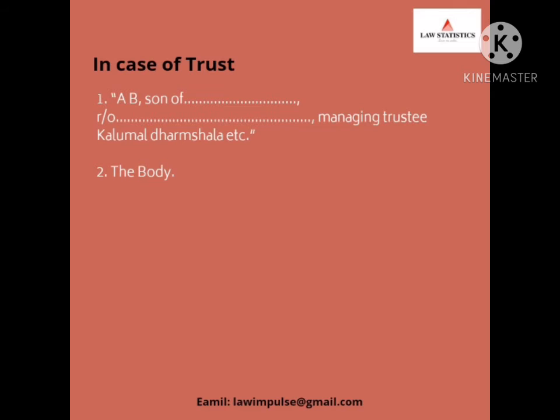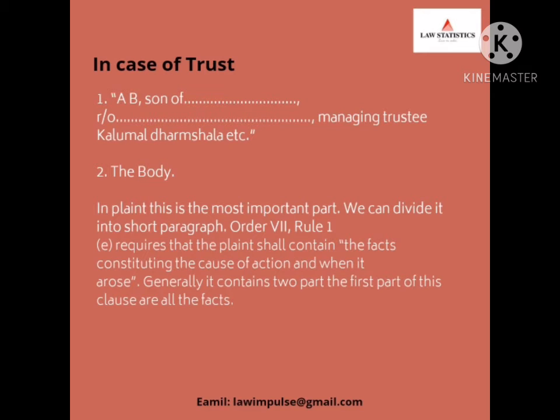And second is the body. Now comes the second part, that is, we have to write the name of the managing trustee in the case of a trust, and the body includes the following parts. In the plaint, this is the most important part, and we can divide it into short paragraphs. Order 7, Rule 1 requires that the plaint shall contain the facts constituting the cause of action and when it arose.